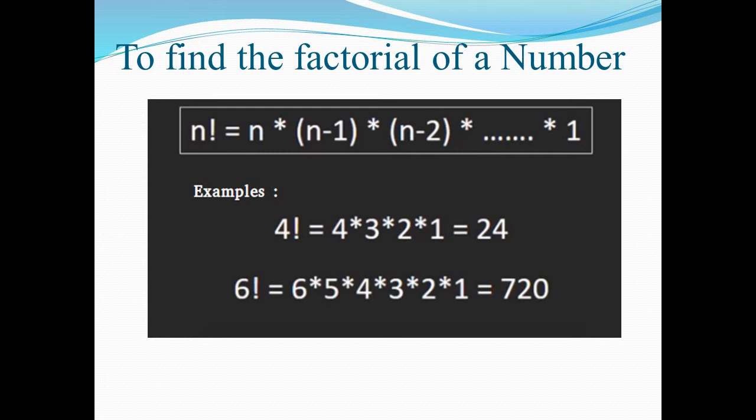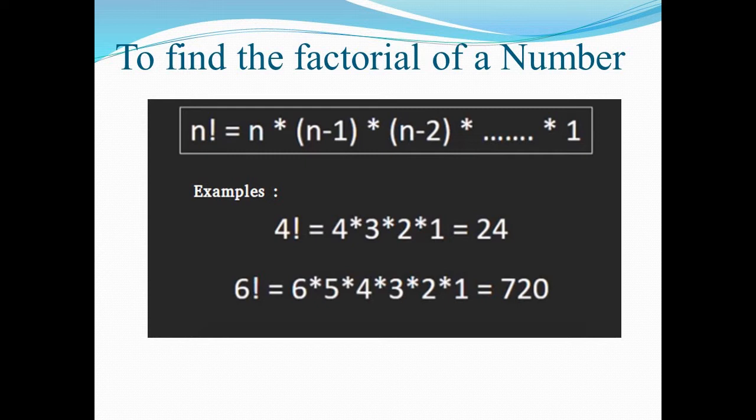Now let us take an example. In this example we are going to calculate the factorial of 4. So we have to start with 4, which is n, and multiply it by 3, which is n minus 1, then multiply by 2, which is n minus 2, and at the last we multiply it by 1. Thus we get 24. So the factorial of 4 is nothing but 24.